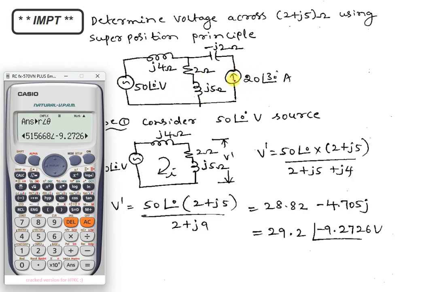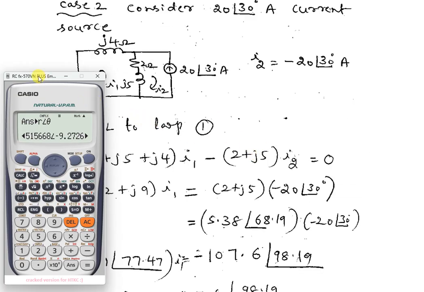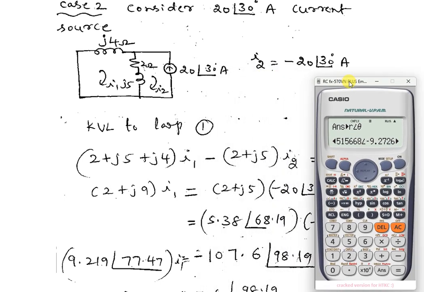Now I have to calculate the voltage because of this current source acting alone. When you consider this 20 angle 30 current source, you have to make this voltage source equal to 0 by short circuit. Okay, this is shorted now. It's a current source. You can apply the current division formula so that you will get the current here.